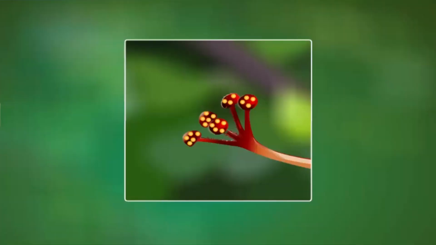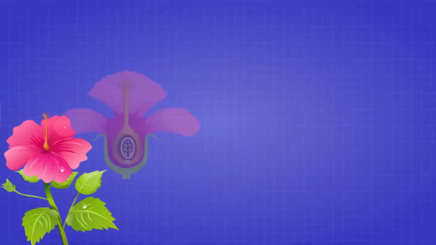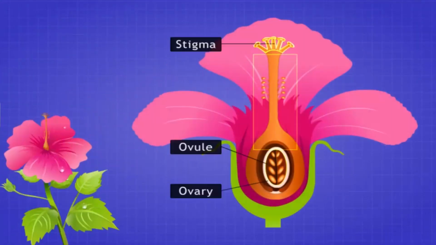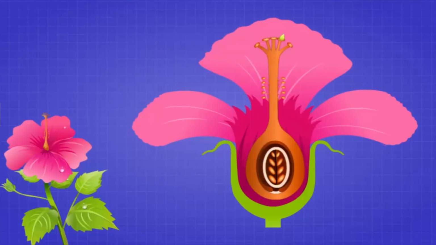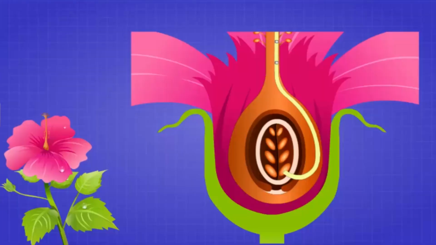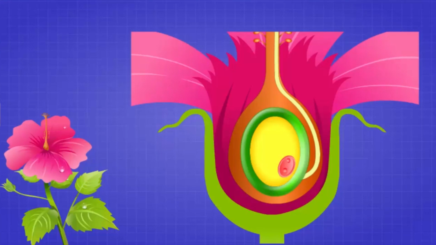Now that the pollen has reached the stigma, the male gametes contained in the pollen grain need to reach the ovule present in the ovary. This is made possible by a tube that grows out of the pollen towards the ovule through the style. This is where the male gamete fuses with the female gamete to form a zygote.